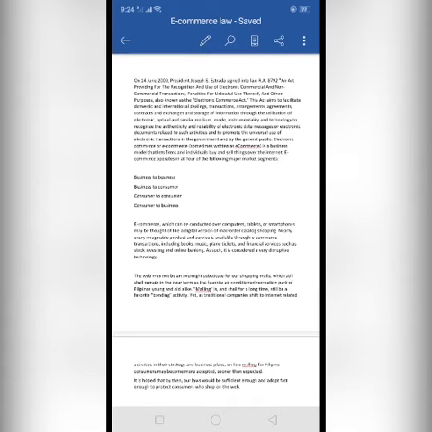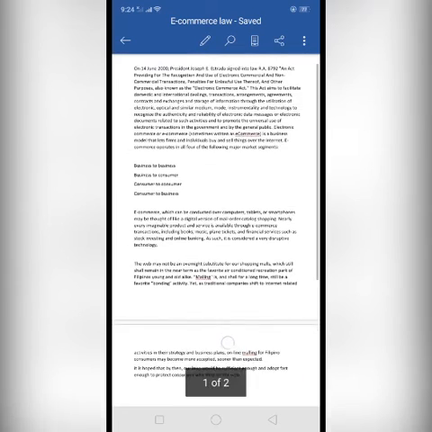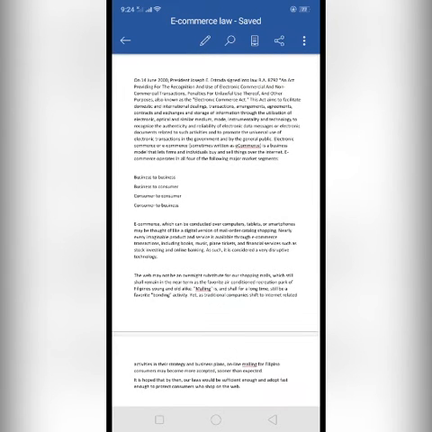This act aims to facilitate domestic and international dealings, transactions, arrangements, agreements, contracts, and exchange and storage of information through the utilization of electronic, optical, and similar medium, mode, instrumentality, and technology to recognize the authenticity and reliability of electronic data messages or electronic documents related to such activities and to promote the universal use of electronic transactions in the government and by the general public.